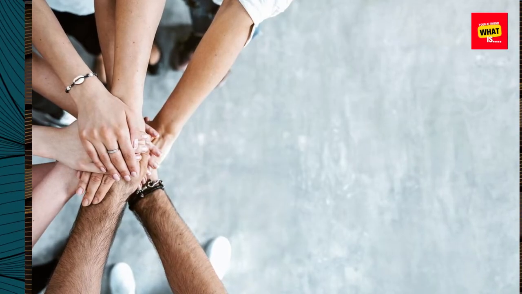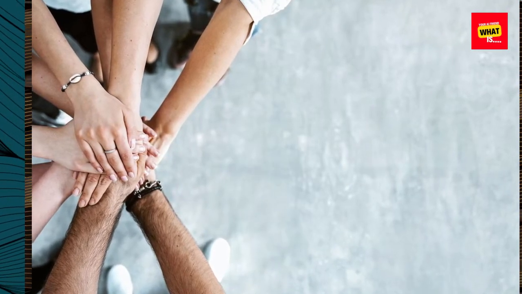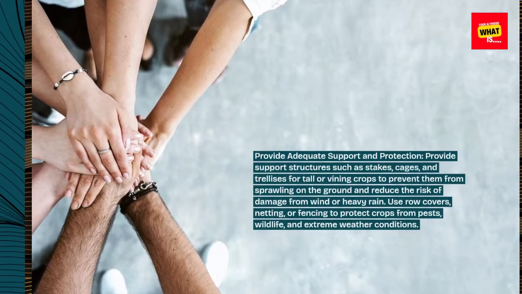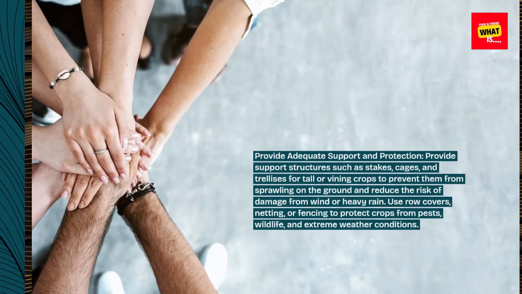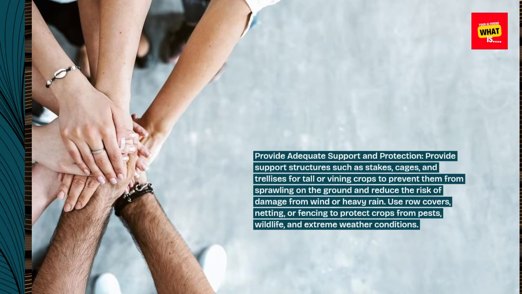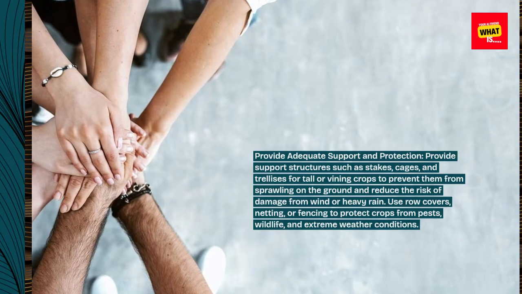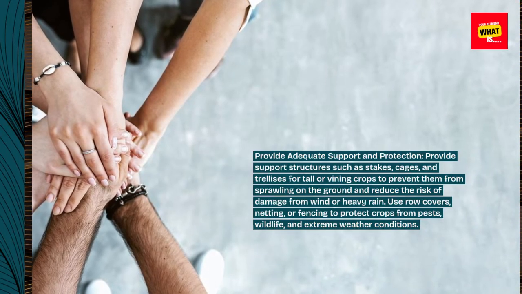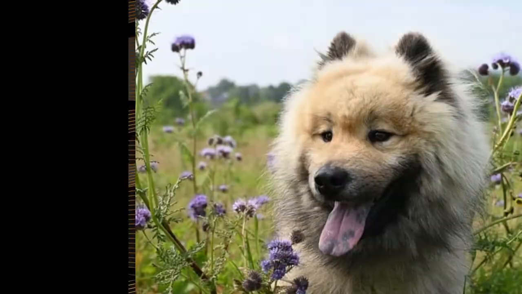Provide adequate support and protection. Provide support structures such as stakes, cages, and trellises for tall or vining crops to prevent them from sprawling on the ground and reduce the risk of damage from wind or heavy rain. Use row covers, netting, or fencing to protect crops from pests, wildlife, and extreme weather conditions.